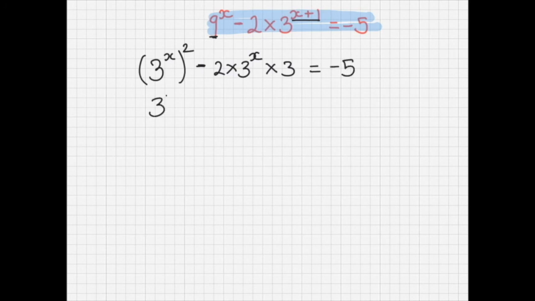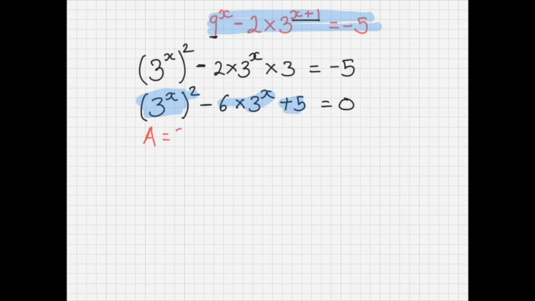So then let's simplify this. 2 times 3 is 6. So 6 times 3 to the power of x. And let's bring the 5 to this side as well. Plus 5 equal to 0. Now I'm starting to see a quadratic equation, because a variable squared is equal to 6 times that variable plus a constant. So to make our calculations easy, let's assign 3 to the power of x a variable. Let's say a. So a is equal to 3 to the power of x. So now substitute a, and we'll have a squared minus 6a plus 5.